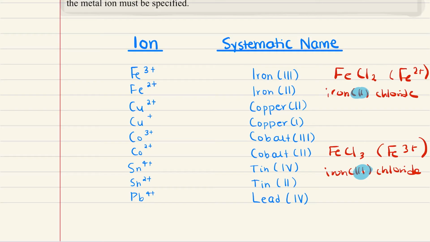The ion with the higher charge has a name ending in IC, and the one with a lower charge has a name ending in OUS. A couple of ones that we need to know for the MCAT is iron. Fe3+, we can say that this is iron 3, but another name that's associated with this is ferric ion. That's the Fe3+ ion.